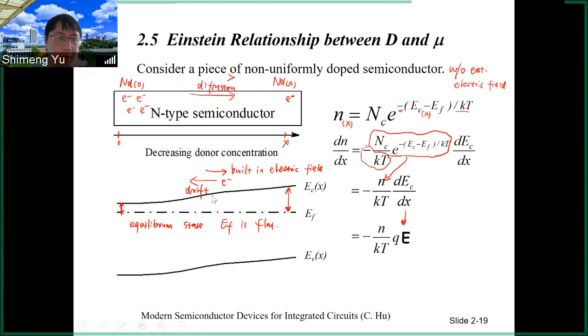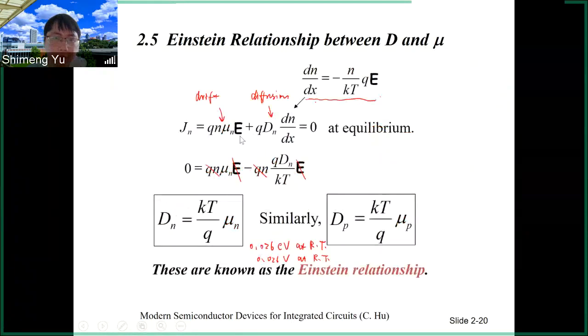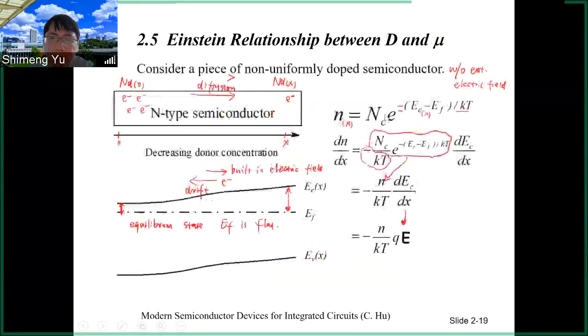So the diffusion and drift should cancel each other, and then we use the total current equation equals to 0 to derive the relationship. The only thing here we want to derive is dn over dx, and this is, let's say, the gradient or slope of the electron density along the x direction. So to derive this one, you need to go back to here, starting from the original equation for the electron density. But consider that this is a function along x. Then you can get this dn over dx related to the electric field.